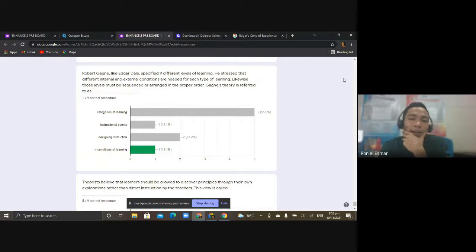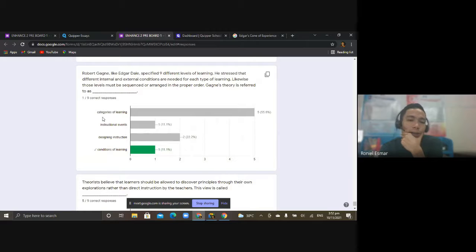Robert Gagne, like Edgar Dale, specified 9 different levels of learning. He stressed that different internal and external conditions are needed for each type of learning. Likewise, those levels must be sequenced or arranged in the proper order. Gagne's theory is referred to as what? Those are the 9 different levels of learning.